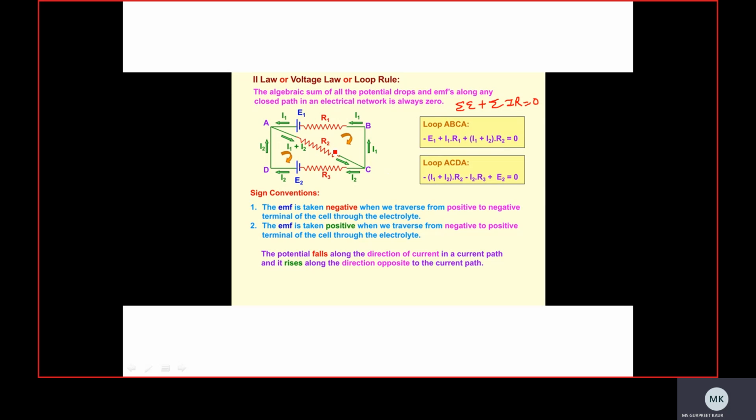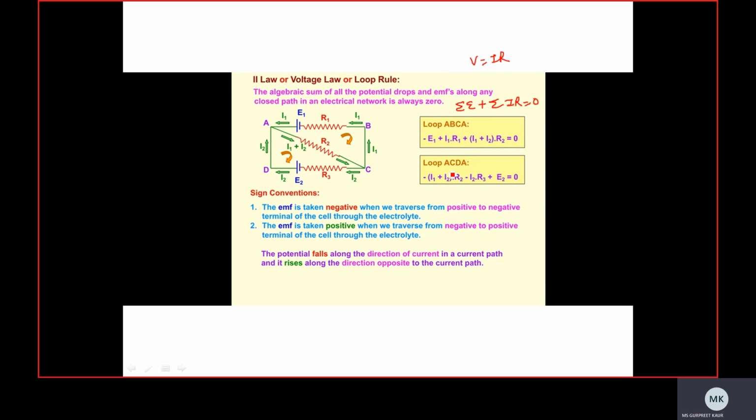How much potential drop will there be across R2? As you know the formula, V equals IR. The current is I1 plus I2, and the resistance is R2. So the potential drop across this resistance R2 will be I1 plus I2 into R2. So if your direction of motion in the loop is opposite to the direction of current through the resistance, there is a rise of potential through that resistance, so it will be taken with a positive sign. So that is equal to 0.